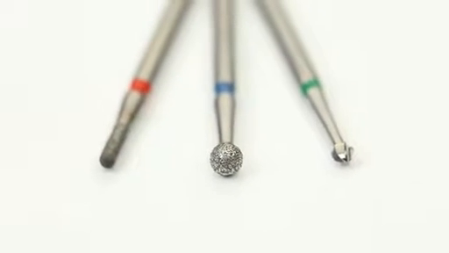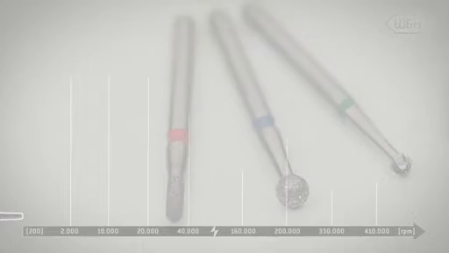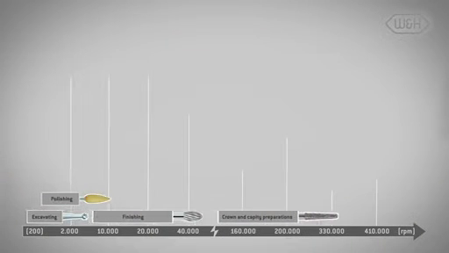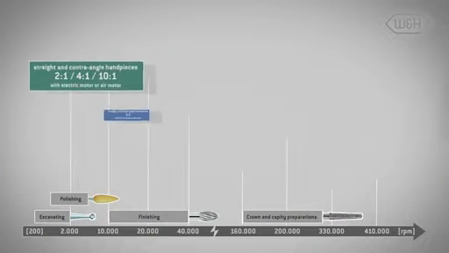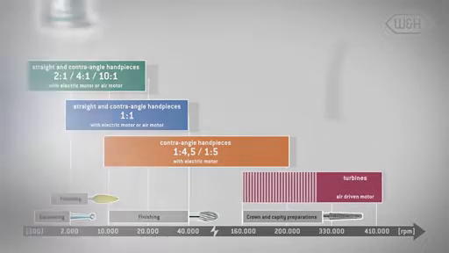Different rotary instruments are used depending on the particular application. The optimal speed for the application, as described by the rotary instrument manufacturer, can be achieved by the different straight and contra-angle handpieces and turbine handpieces.